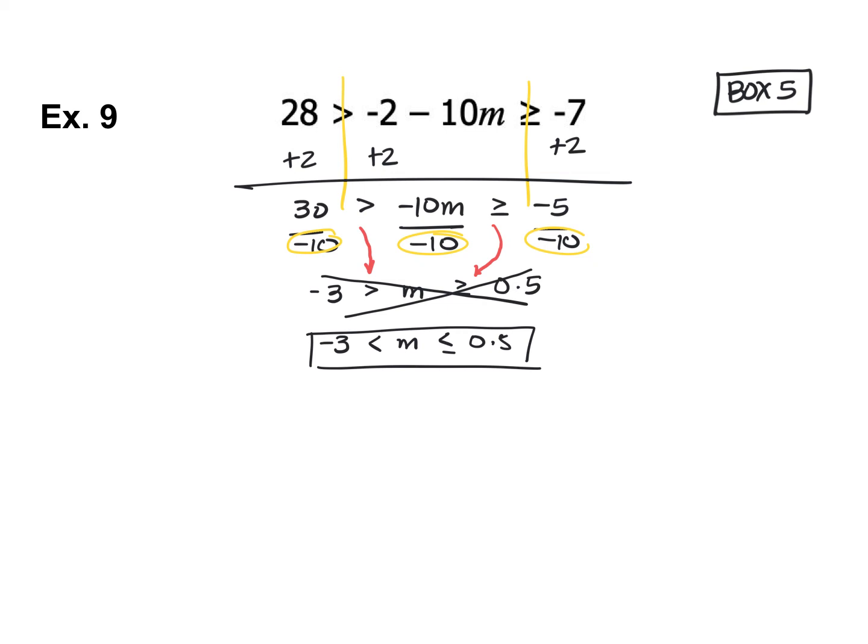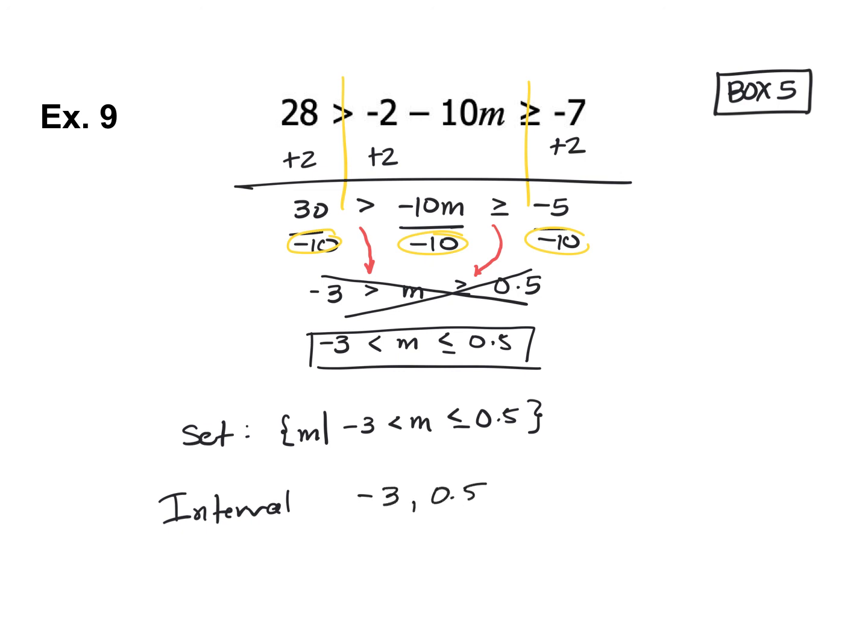Let's go ahead and write our solution set in set notation, where we have the set of m values where negative 3 is less than m, and that is less than or equal to 0.5. Interval notation. I have negative 3 comma 0.5. Negative 3 has a parenthesis. 0.5 has a bracket, again because it includes the equal sign here. And that is my solution.